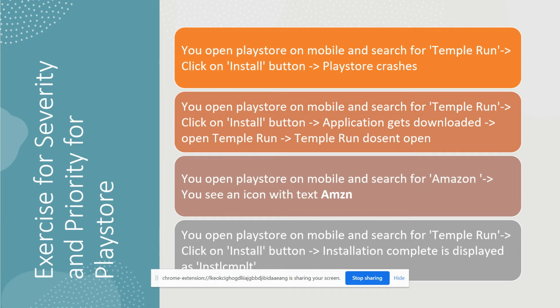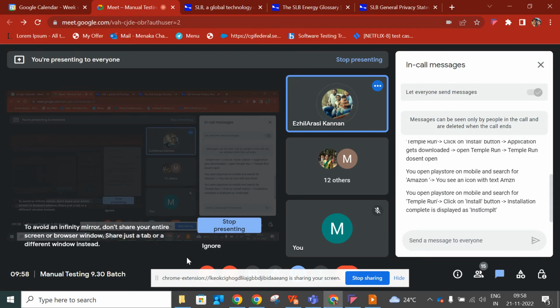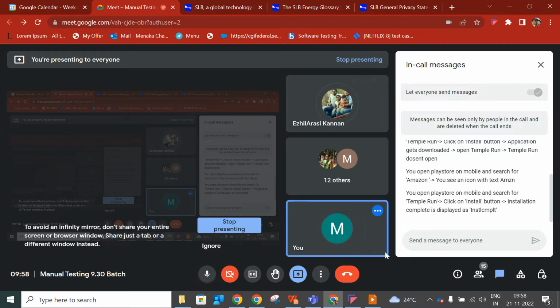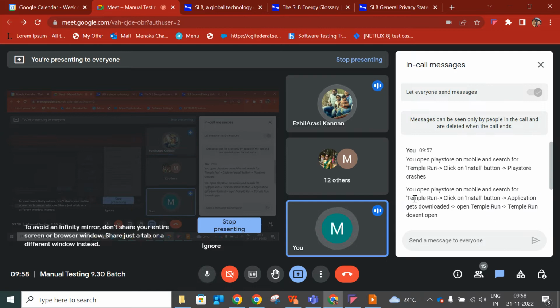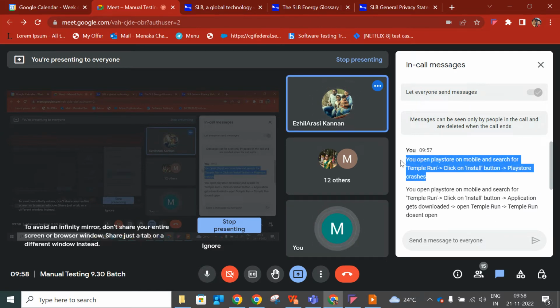Ma'am, what do we have to do? Just mention the severity and priority. These are bugs, these are issues which we have found. I want you to give the severity and priority for each. Categories, yeah, exactly.